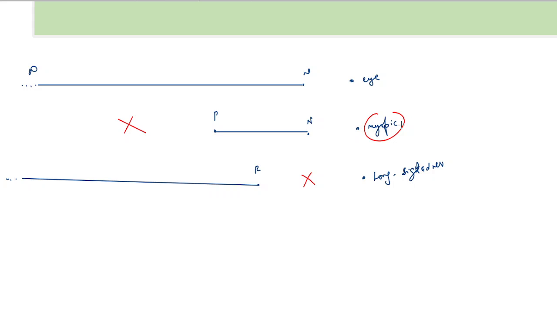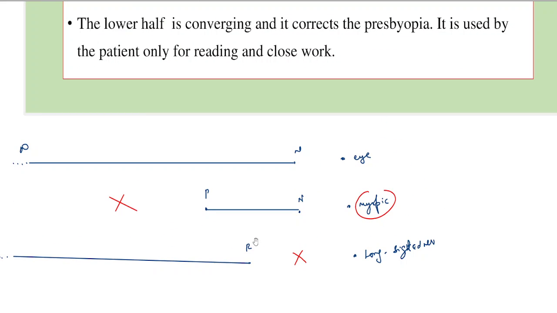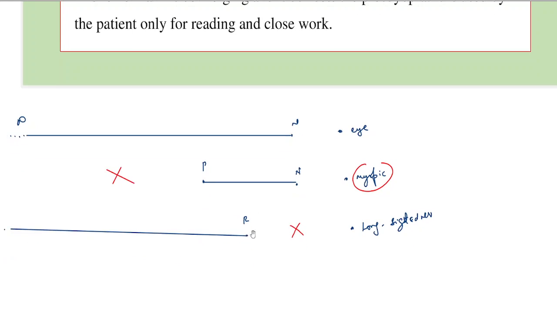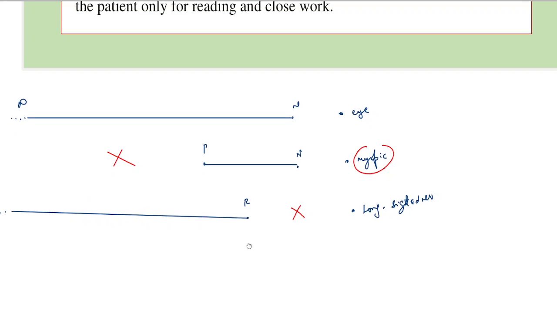Now the reason for myopia and hypermetropia was different. That was because of the enlargement or the diminishing of the eyeball itself. But in presbyopia, it is a combination of these two defects. That is, we can think of presbyopia as a condition where the person has both short-sightedness as well as long-sightedness, but the cause is different.